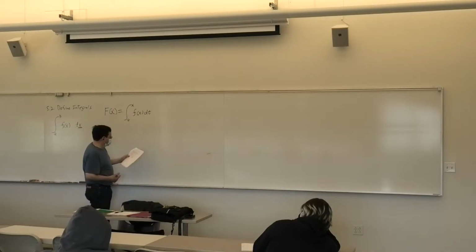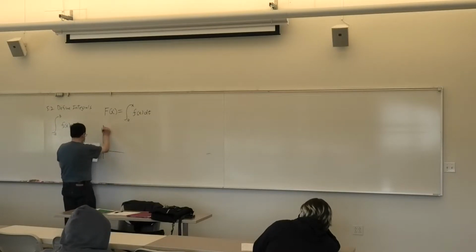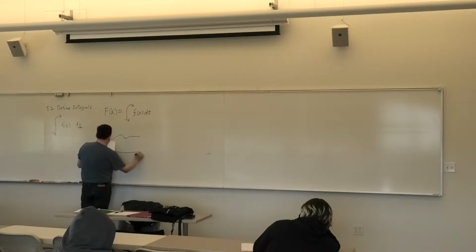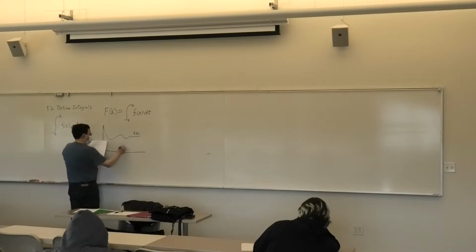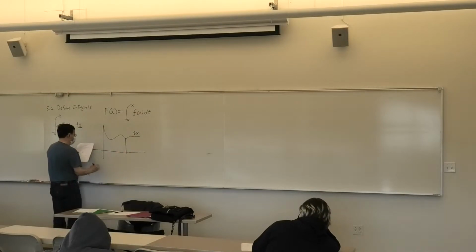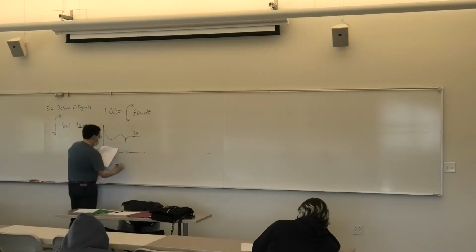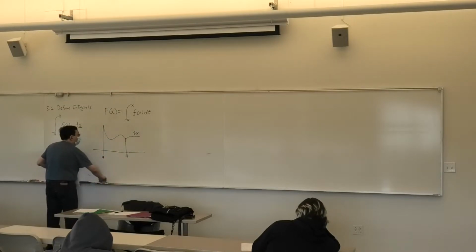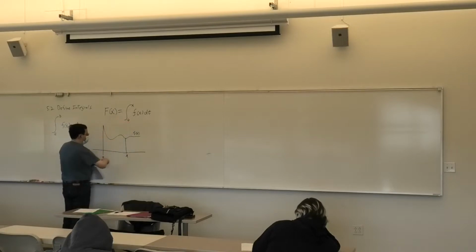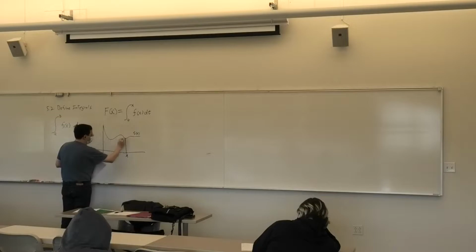So let's take a look at what it would look like. I have some function here, f of x, and we're going to put a at the origin here to make things simple. We have some point x. And what does this integral represent? It represents this area in here.